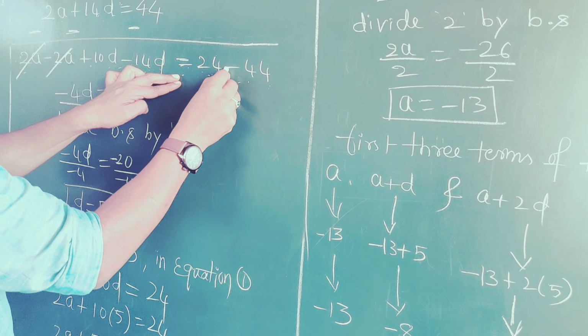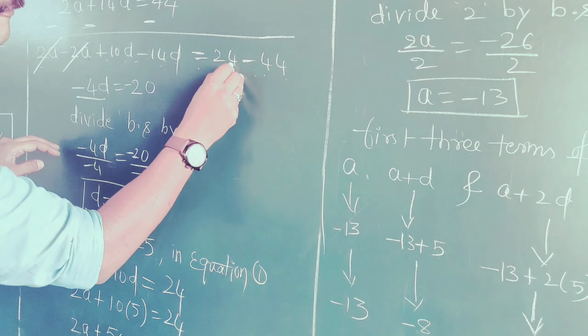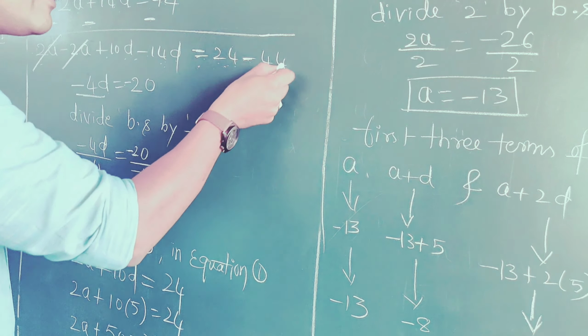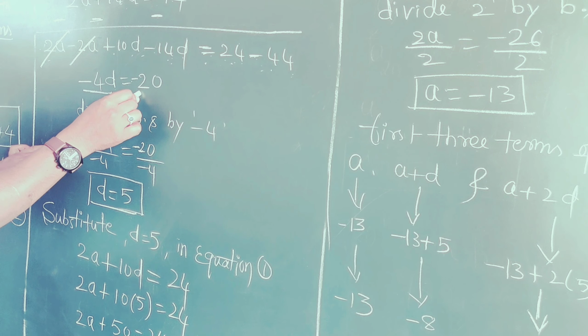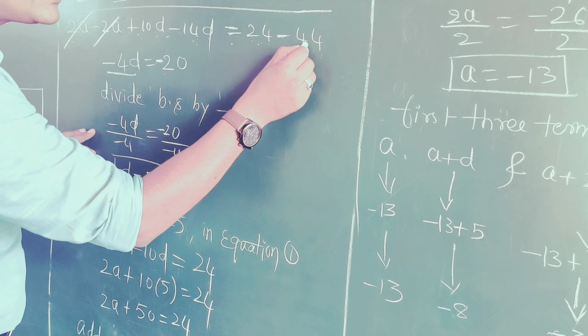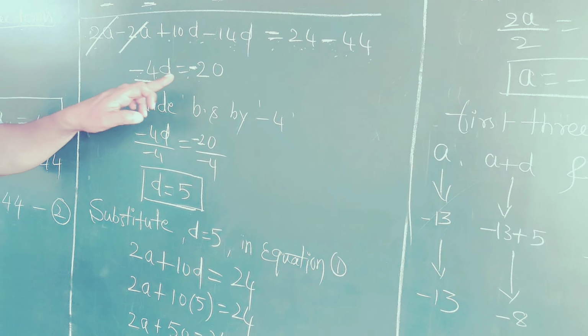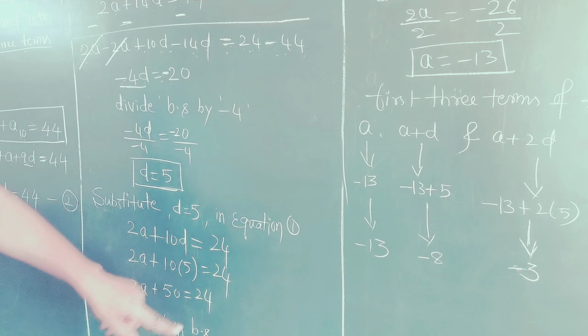24 minus 44. Here the bigger number's sign is minus, so we maintain minus. If you subtract 24 from 44, you will get 20, so minus 20. We have maintained minus here because the bigger number has minus. Thus, we have got minus 4D is equal to minus 20.